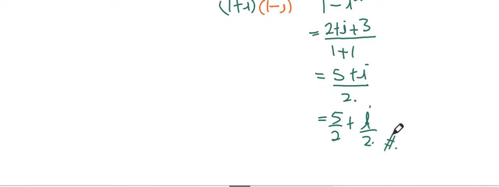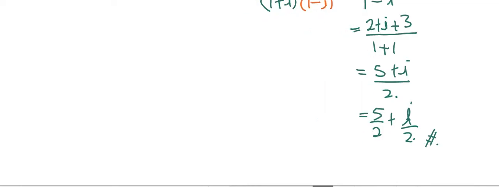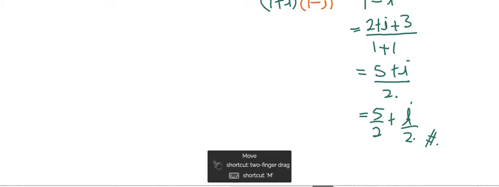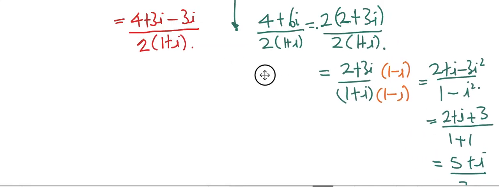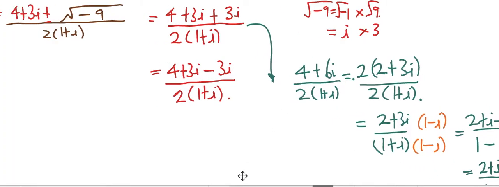Okay, now we have to find the other root. What is the other root? Okay, let's look at that. The other root will be 4 plus, again the same thing, 4 plus 3i minus 3i. So this is 4 plus 3i minus 3i, so that's gone. What's left here is 4 over 2(1 plus i).